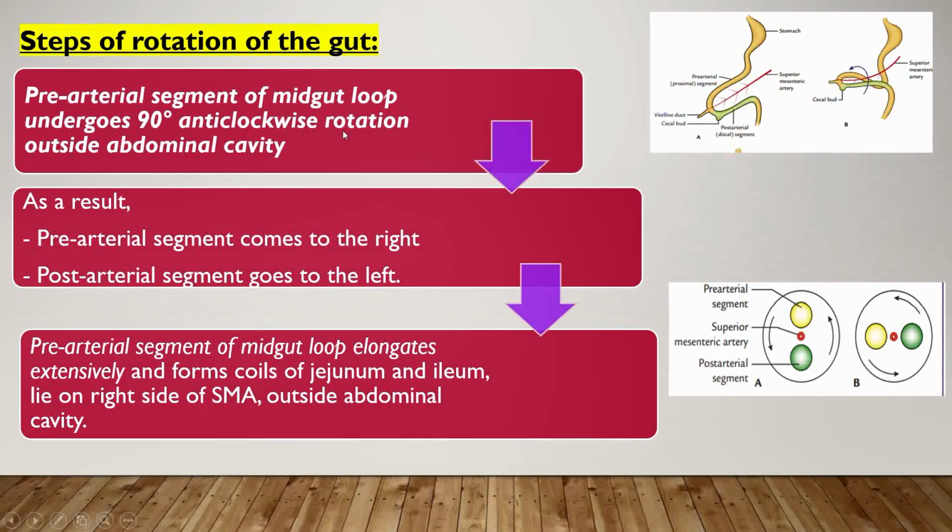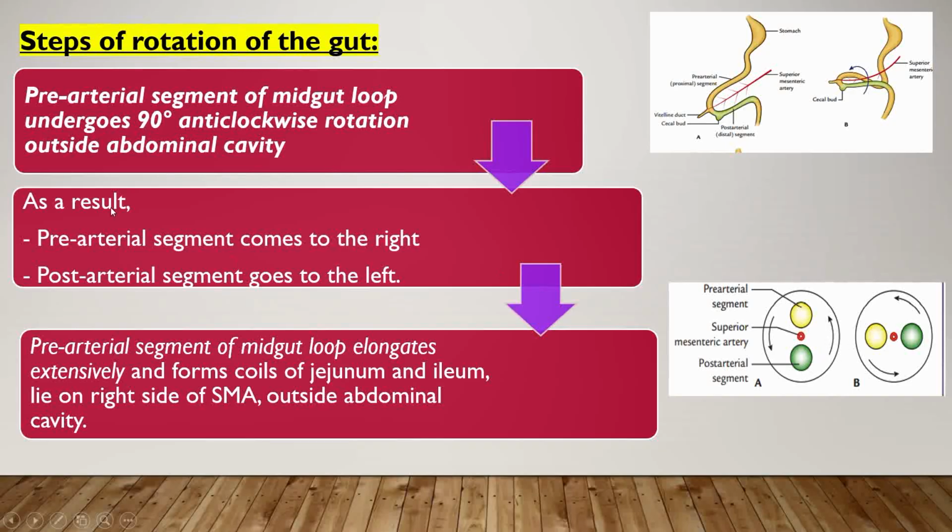Now, what are the different steps in the rotation of the midgut? So first, pre-arterial segment of the midgut loop undergoes 90-degree anti-clockwise rotation. And that is happening outside the abdominal cavity within the umbilical cord. So here you see the first 90-degree anti-clockwise rotation. The pre-arterial segment, which was the uppermost, now will come on the right side. Superior mesenteric artery will stay as such, and post-arterial segment will go on the left side.